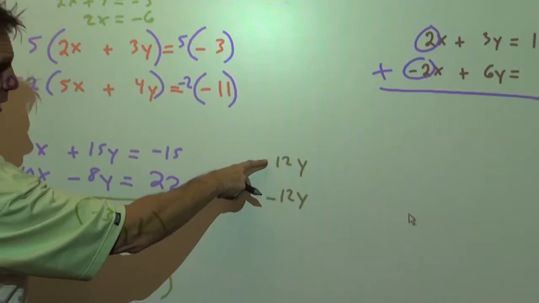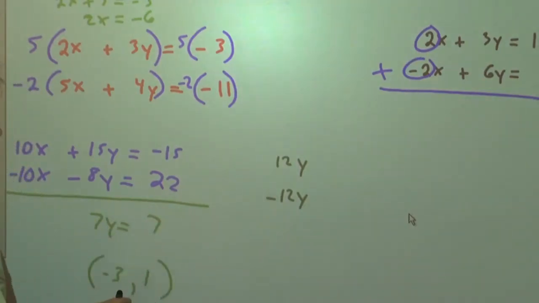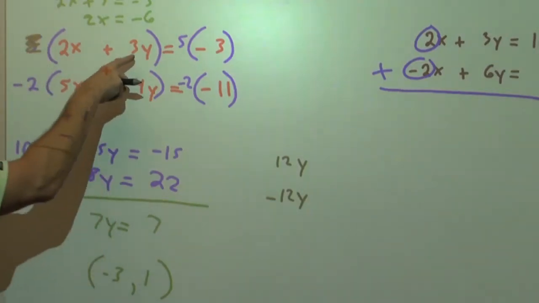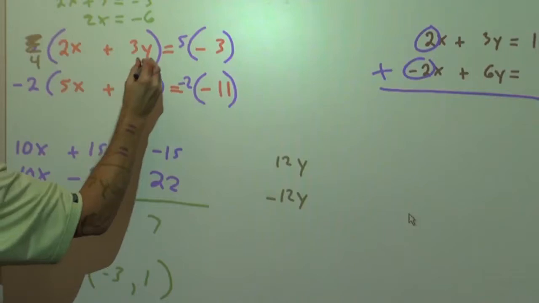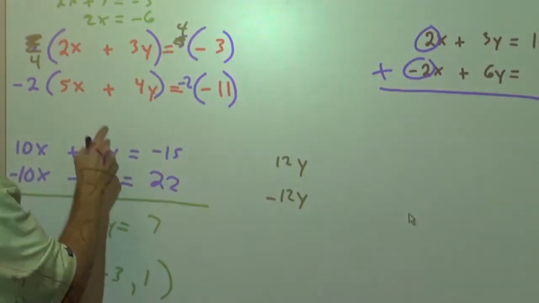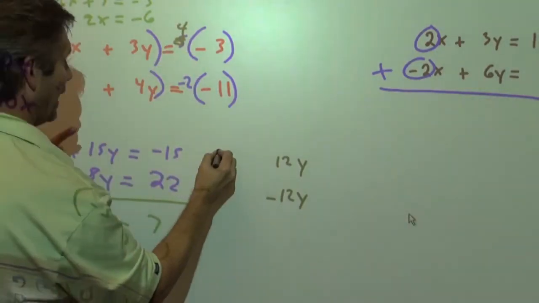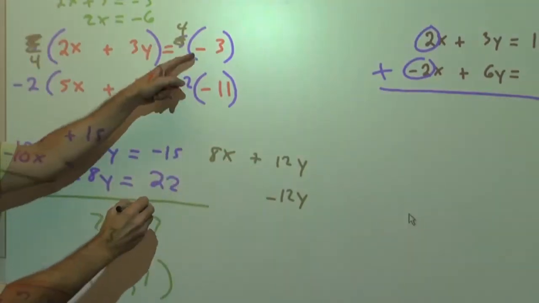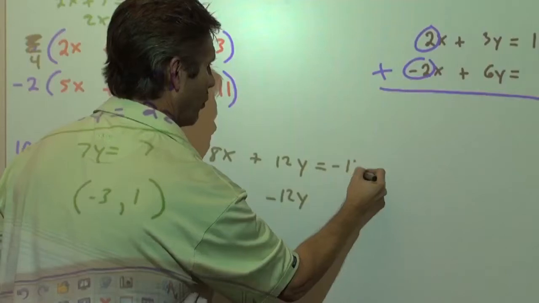How do we end up creating a 12 and a negative 12? Well, we'd have to take this equation up here, and instead of multiplying by 5, we would now multiply by 4. Multiply both sides of the equation by 4. 4 times 2x is 8x. 4 times 3y is the 12y. And 4 times negative 3 is negative 12.